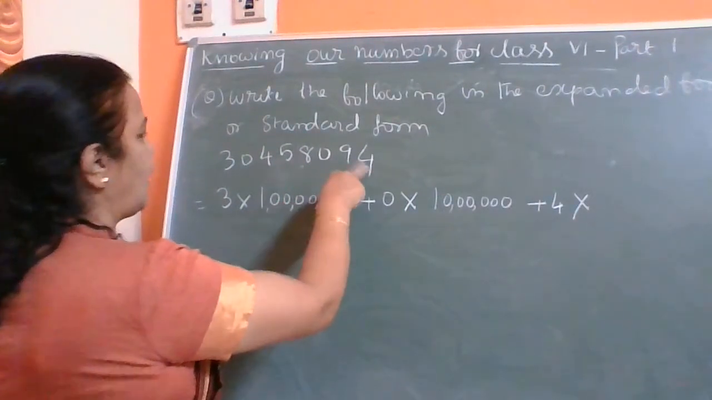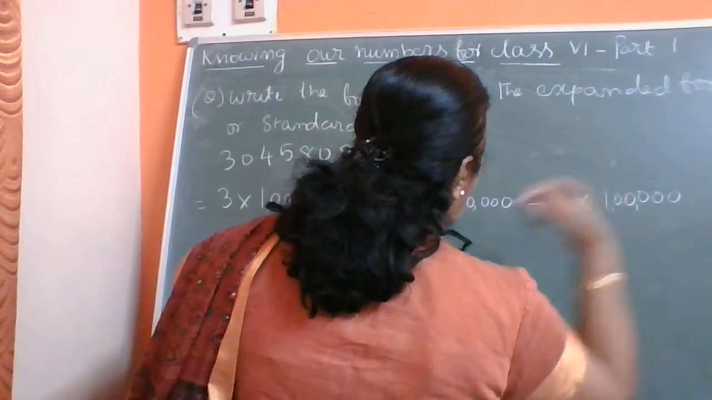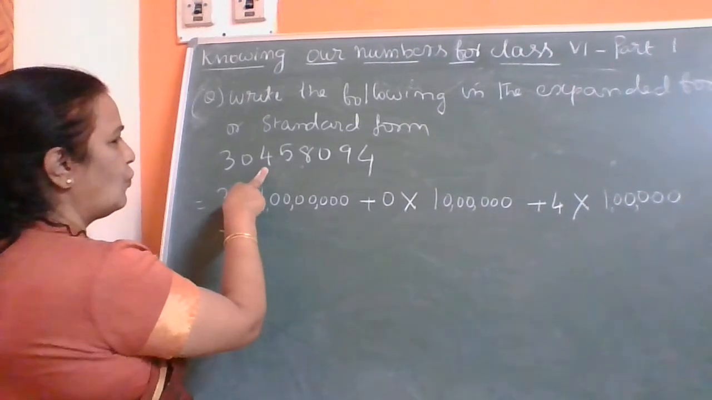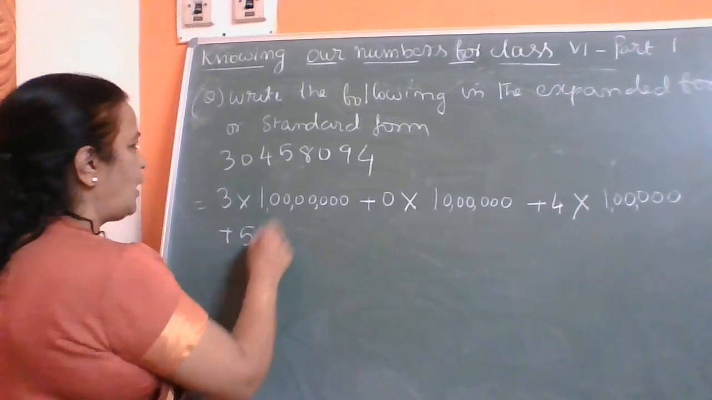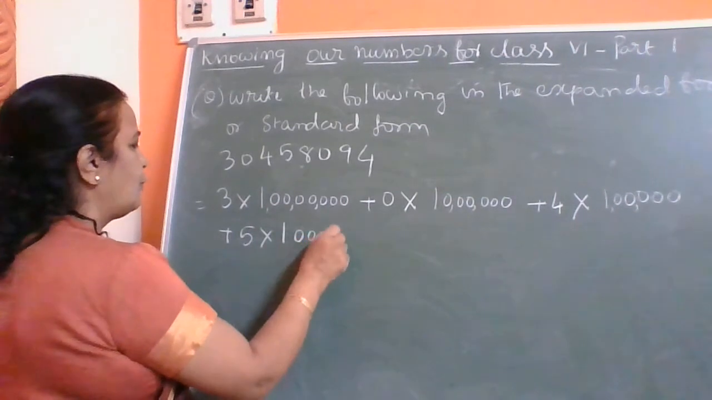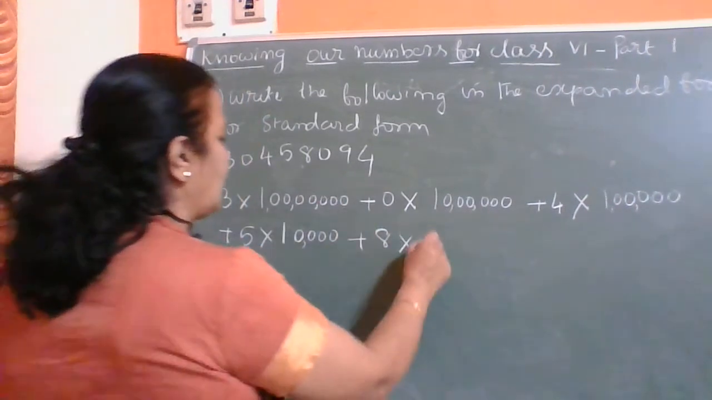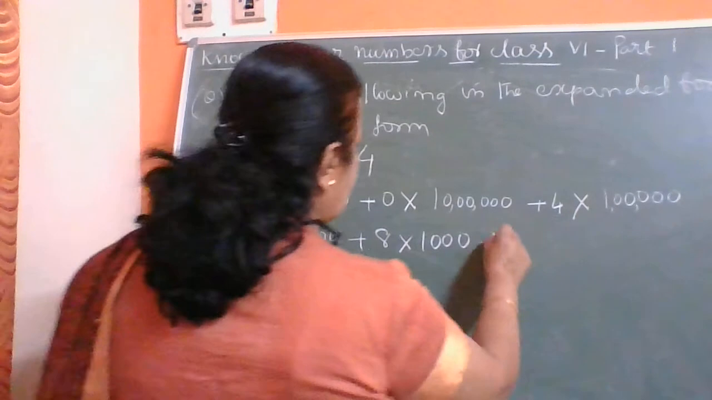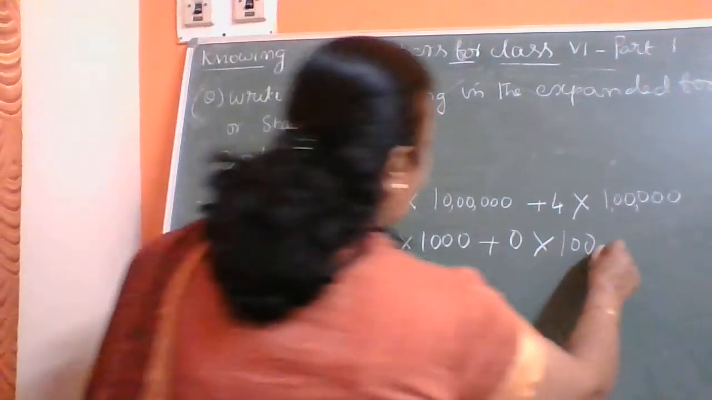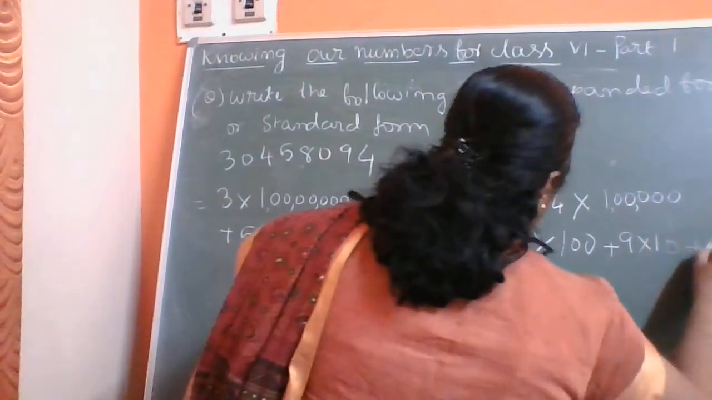Then 4 into 1 2 3 4 5, that means 5 zeros. It is 1 lakh. And then plus 5 into 1 followed by 4 zeros, 1 2 3 4. It is 10,000 plus 8 into 1000 plus 0 into 100 and 9 into 10 plus 4 into 1.